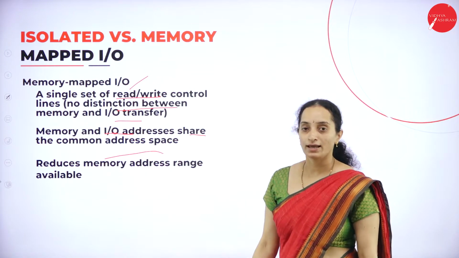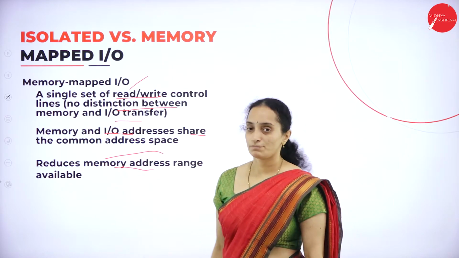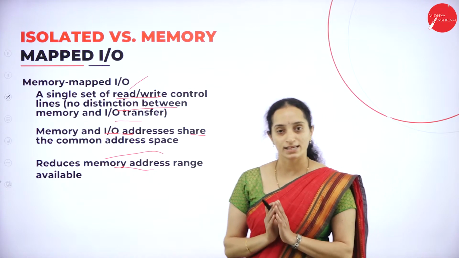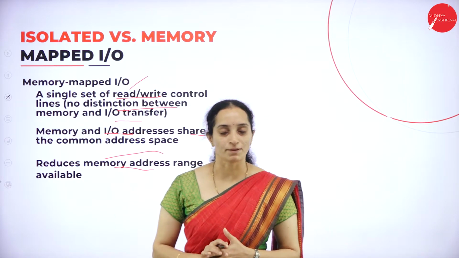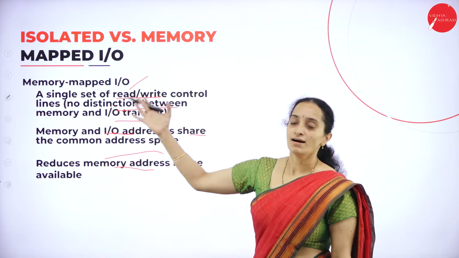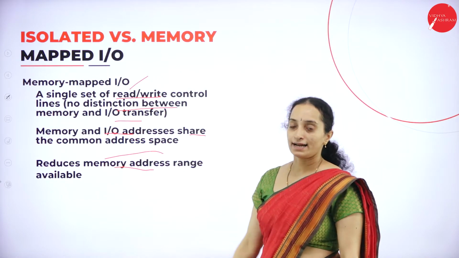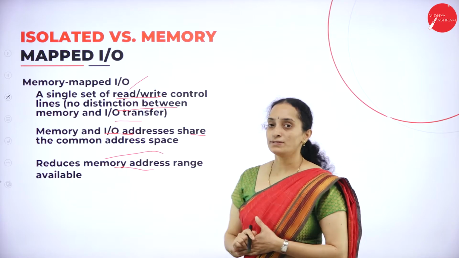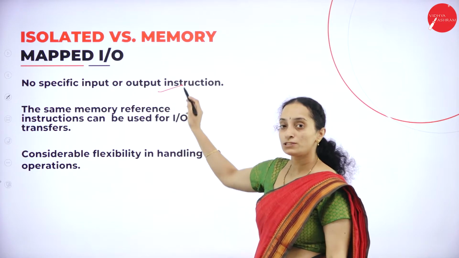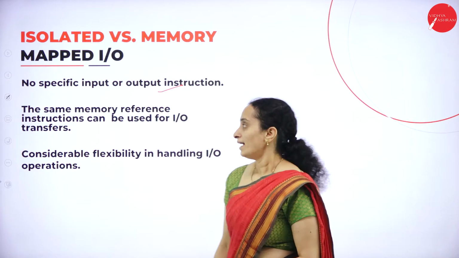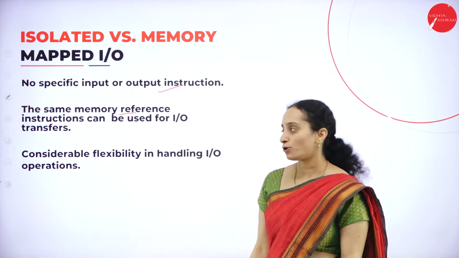Both share the common address bus, which reduces the memory address range available. Since it shares a single memory location, there will be less memory address range available in the computer. So we can have isolated input, output and memory operations as well as combined input, output and memory mapped I/O interfaces. Along with that, there will be no specific input or output instruction, and the same memory reference instruction can be used for input-output transfer.